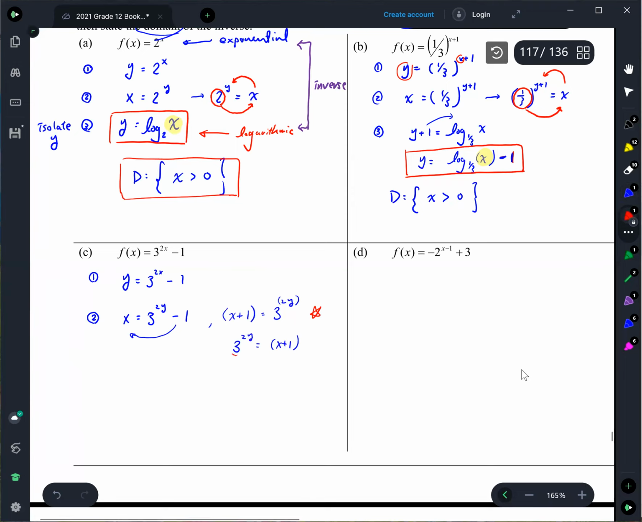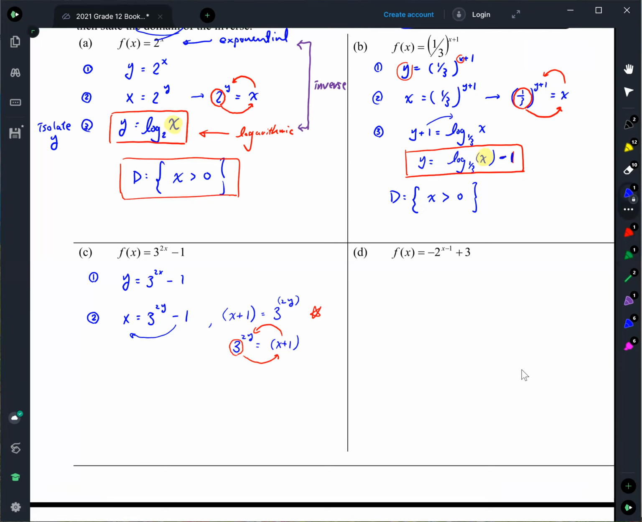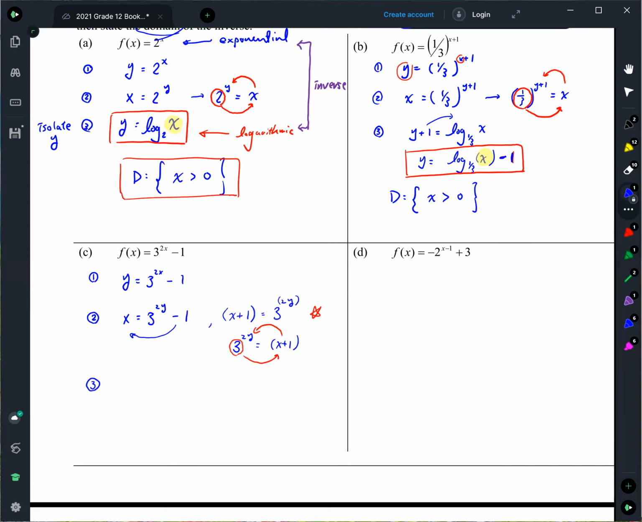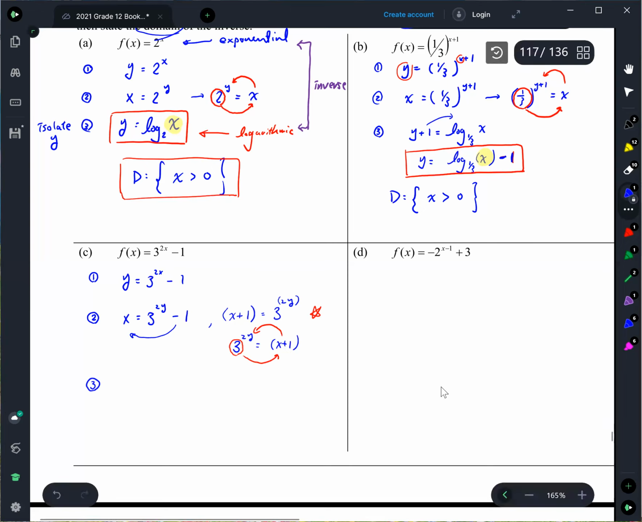Okay, base of this equal to that, equal to the exponent. Make sure you isolate the y at the end, right? So I'll let you complete step 3 again by yourself. And also try the domain. Think about the domain. So please raise your hand if you finish the inverse function and also write out the domain.